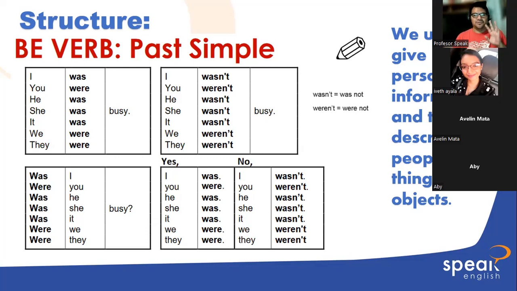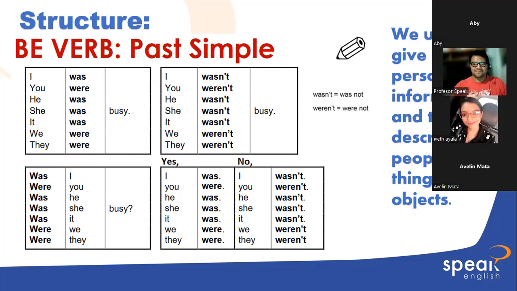Now I need two volunteers. One to read the first three, and another volunteer to read the next four. Okay, Abby, read the first three. Okay, I wasn't busy. You weren't busy. He wasn't busy. She wasn't busy. Okay, very good.